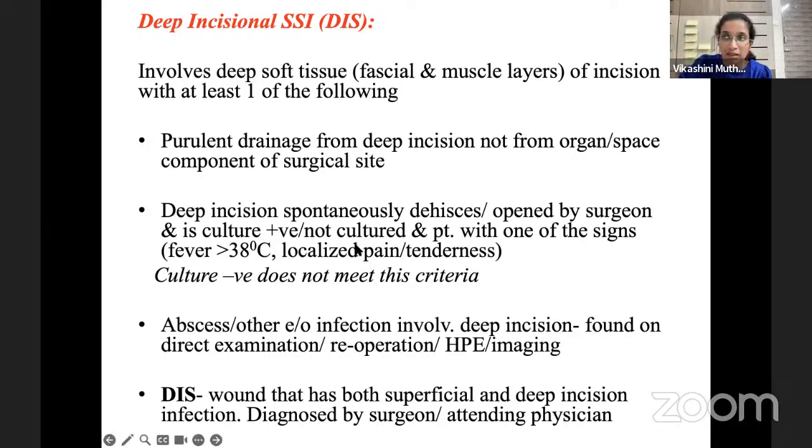So here in the question, the patient had an abscess that was seen in the deep incision, and that diagnosis was made on the CECT abdomen. So this criteria fits into it, right? Deep incision was involved, and the abscess was seen in the CECT abdomen, which is an imaging. So the answer is deep incisional SSI. Now let's also see the organ space surgical site infection.